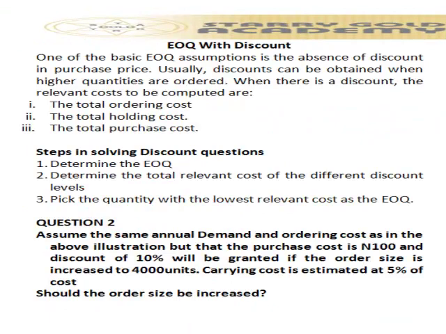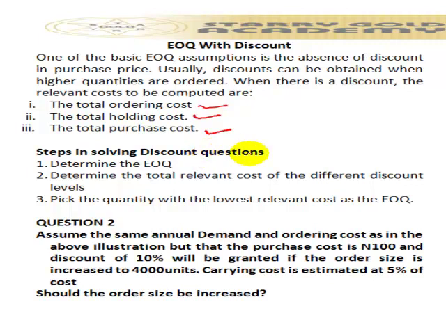Now, moving on, let's look at another aspect: EOQ with discount. One of the basic assumptions is the absence of discount in purchase price. Usually, a discount can be obtained when higher quantities are ordered, and when there is a discount, the relevant costs to be computed are the total ordering cost, total holding cost, and the total purchase price.